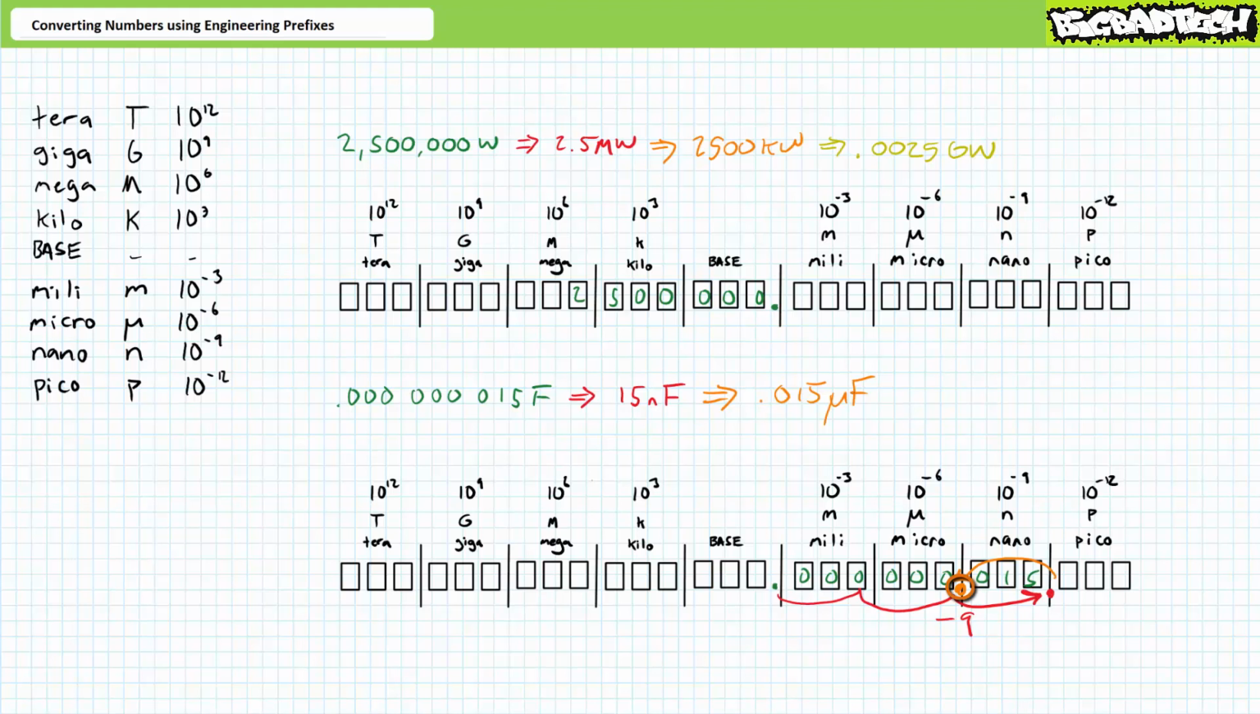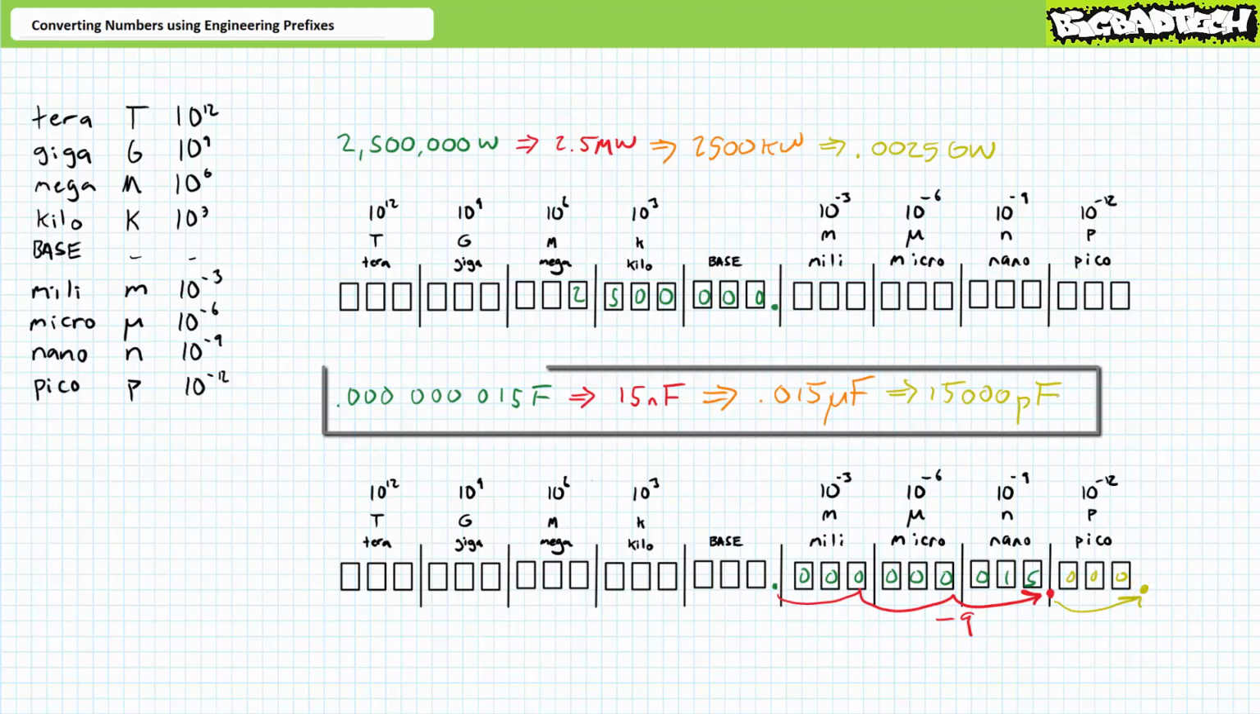Most likely the component we need is inside the drawer labeled 0.015 microfarads. Laid out in this fashion, one can convert the same number to any other prefix as desired. For example, a shift right from the nanofarad into the picofarad column demonstrates 15 nanofarads is equivalent to 15,000 picofarads. Again, all these numbers are the same. They're just different ways of expressing the same value.